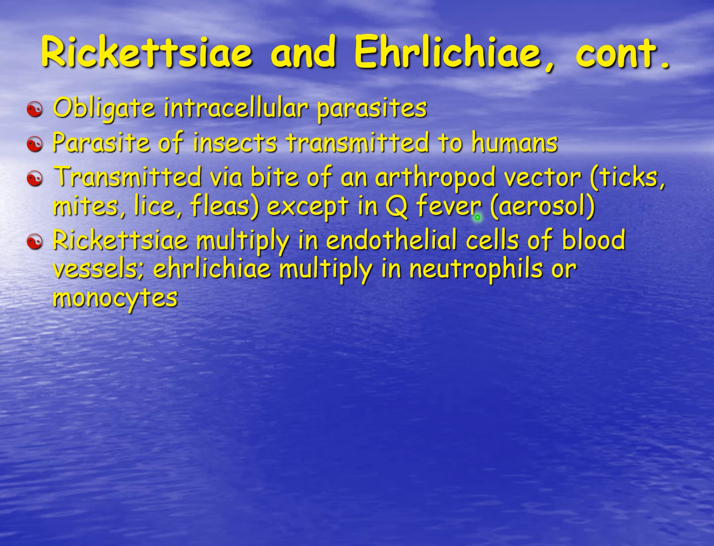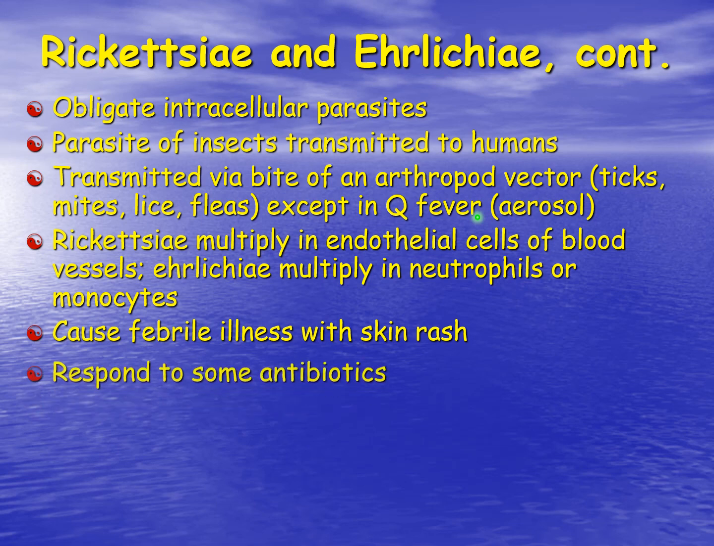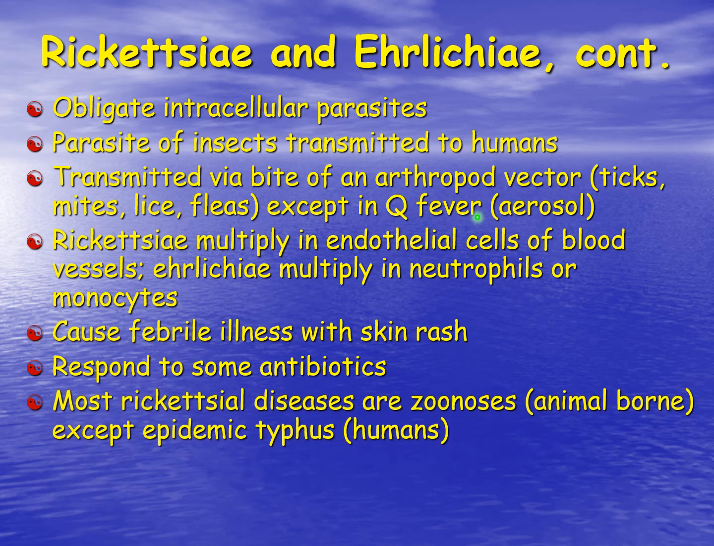Rickettsia tend to multiply in the endothelial cells of the blood vessels. That's why we get the damage to the blood vessel walls. The Ehrlichia tend to multiply in neutrophils and monocytes. Both cause febrile disease with skin rashes, except again for usually Q fever. They respond, again, mostly to the tetracyclines. Most rickettsial diseases are zoonotic, meaning that they are animal-borne, so the organism that vectors it transmits it from an animal to the human, except for epidemic typhus, which is only found in humans.